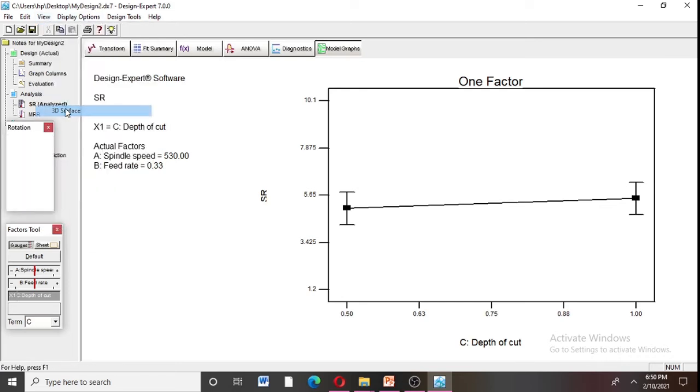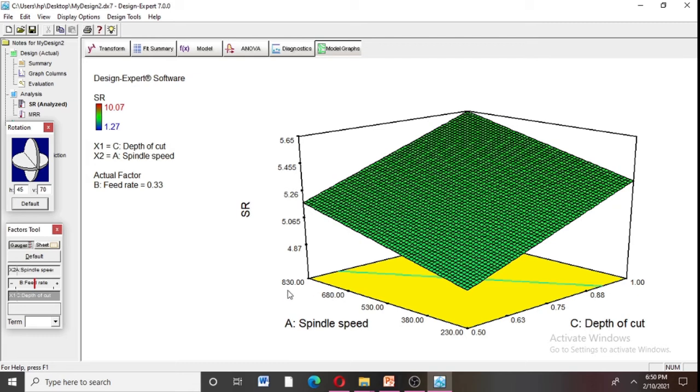plot. Okay, 3D surface. In that, this graph is plotted between spindle speed and the depth of cut. On the x-axis, there is depth of cut increment from 0.5 to 1. On the y-axis, there is an increment from 230 to 830. Here see, if depth of cut increases, surface roughness also increases. If spindle speed increases, the surface roughness value also increases.